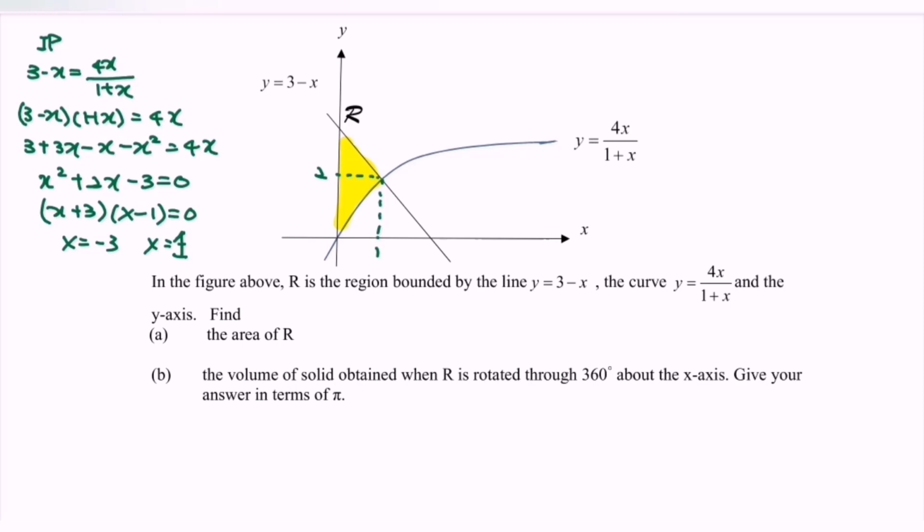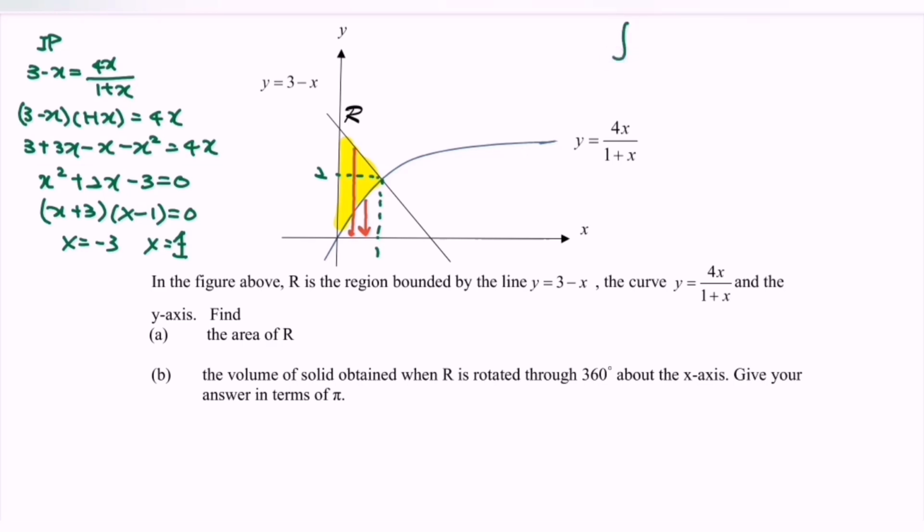Refer to question A, find the area. So next, focus on the area. As we can see, here we have the longest one, and here we have the shortest one. In order to find the area, we take the longest minus the shortest.